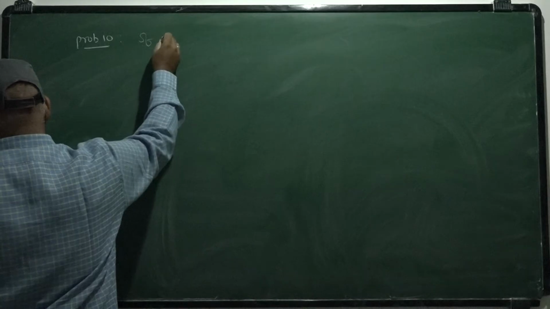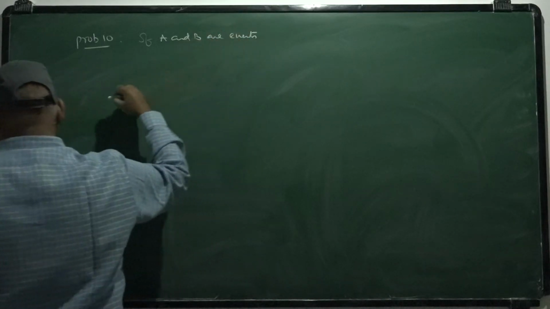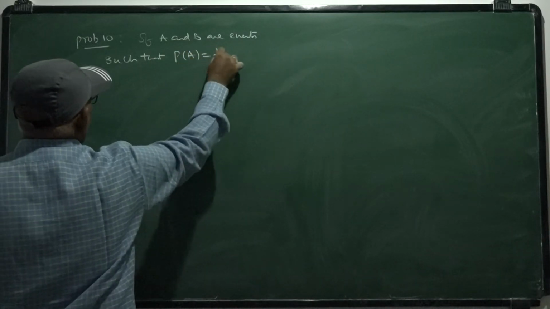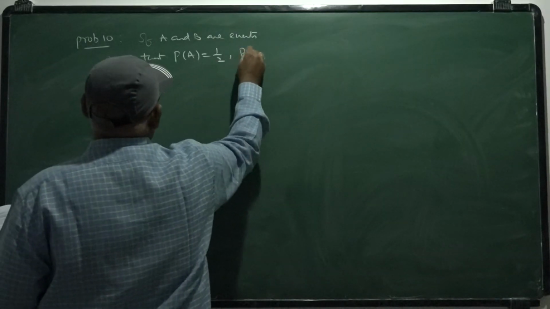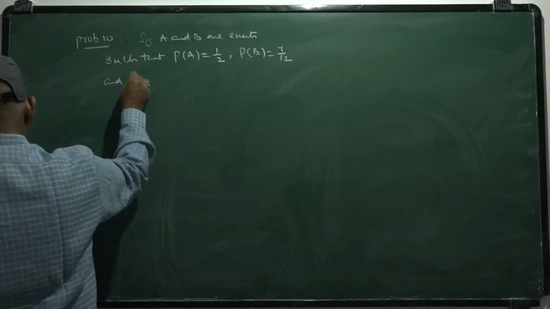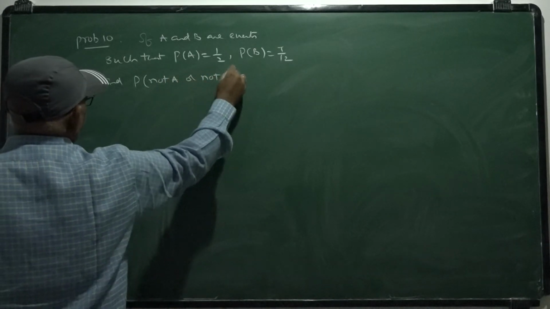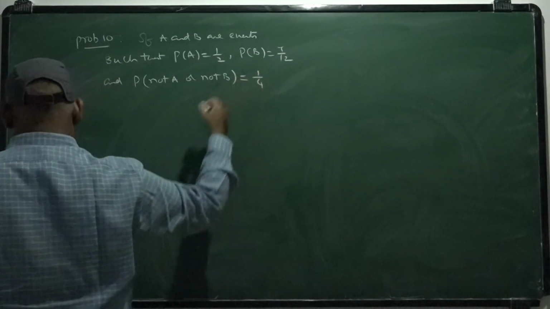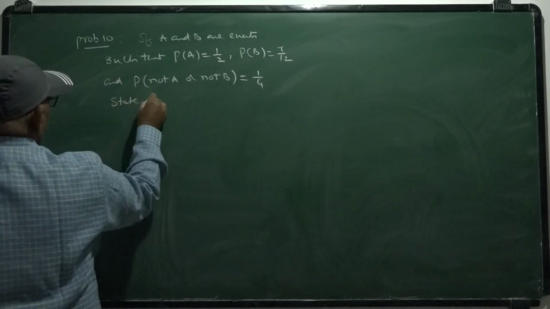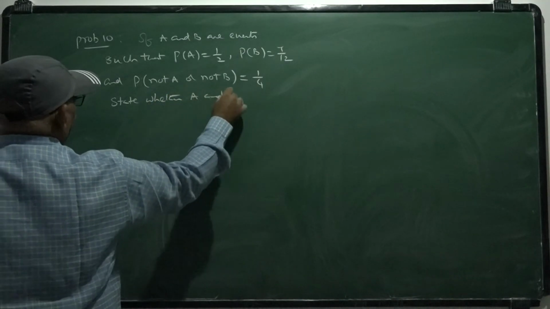If events A and B are events such that probability of A is 1 by 2, probability of B is 7 by 12, and probability of not A or not B is 1 by 4, state whether A and B are independent.